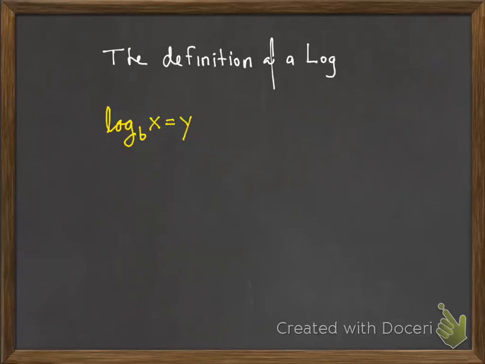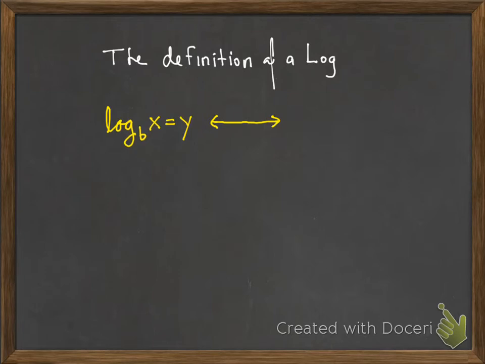Okay, in this video, we're going to take a look at the definition of a log. The log basically is going to be the inverse of an exponential function. And so, how do we decipher this? That is, how do we change things back and forth between logarithmic notation and exponential notation?